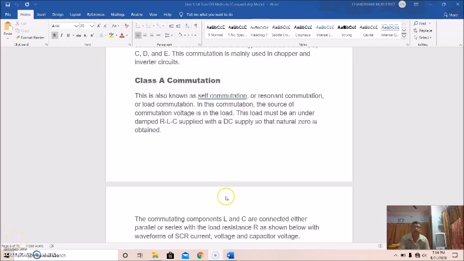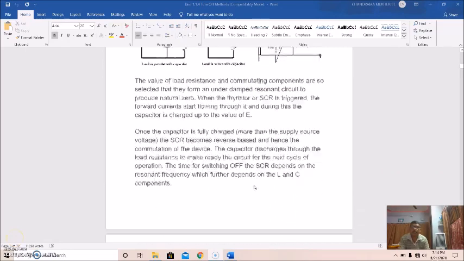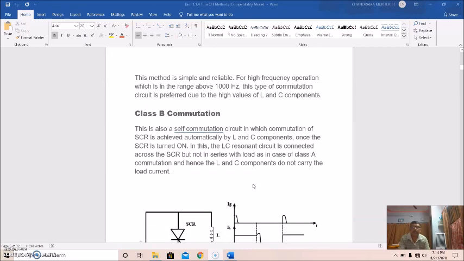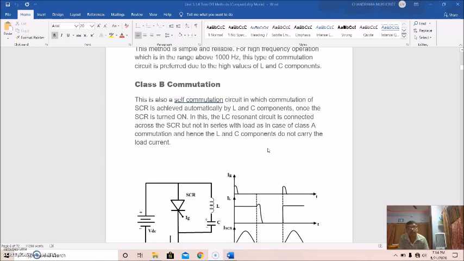Now we will discuss class B commutation. It is also self commutation. In this commutation, turn-off is achieved automatically by the commutating components, inductor and capacitor, L and C. Once the SCR is turned on, the LC circuit is a resonant circuit, so this commutation process is achieved. There are 4 modes of operation.